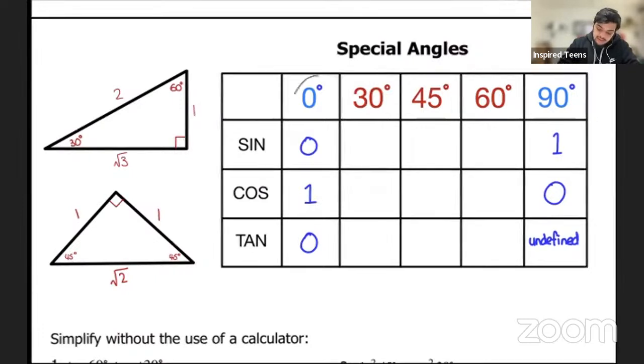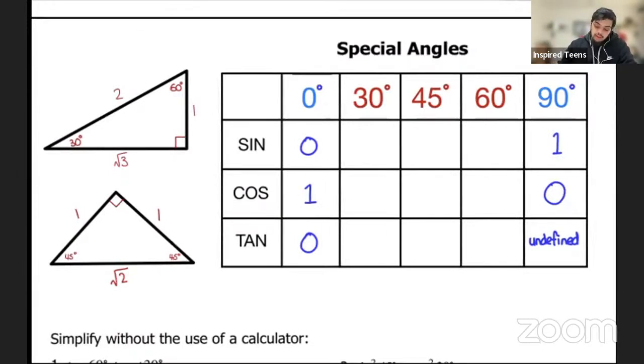Firstly, we have sine 0, cos 0 and tangent 0. You can think of these with respect to the graphs. At 0 degrees, sine has a value of 0, cos has a value of 1, and tangent has a value of 0 as well. Then we talk about 90 degrees. At 90, sine has a value of 1, cos has a value of 0, and tangent is undefined because there's an asymptote at 90 degrees on a tangent graph. Just keep that in mind.